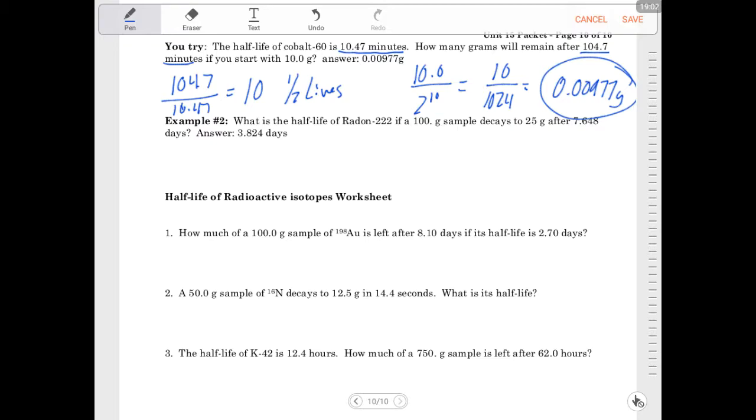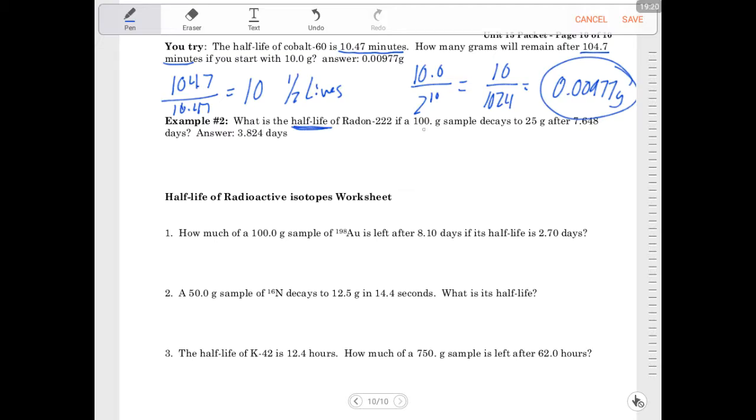Again, if you're confused, if I'm going too fast for you, this video is already posted to YouTube, so you can go back and rewatch it, or ask me questions tomorrow. Now that's one type, where you have to figure out how many grams will remain. The other type is figuring out what the half-life is.